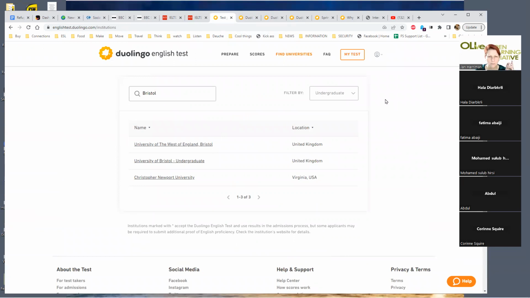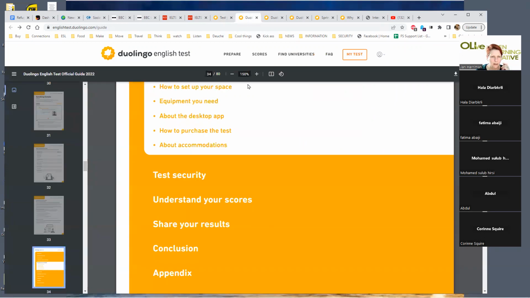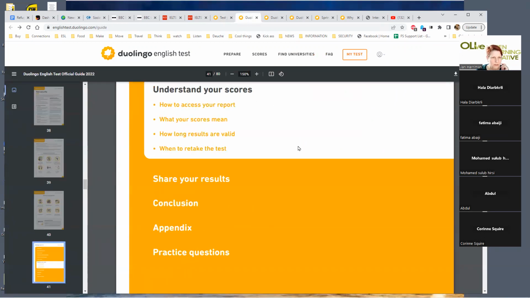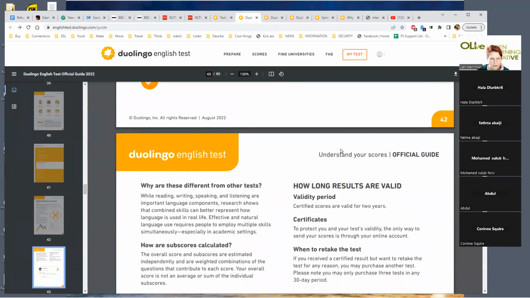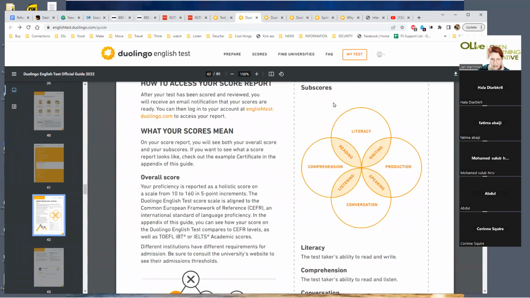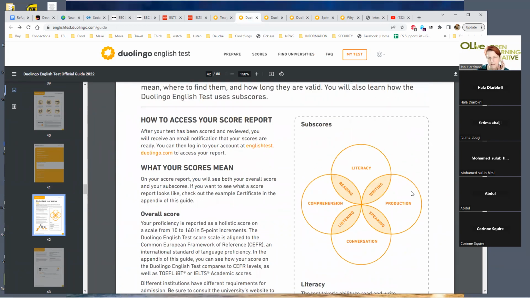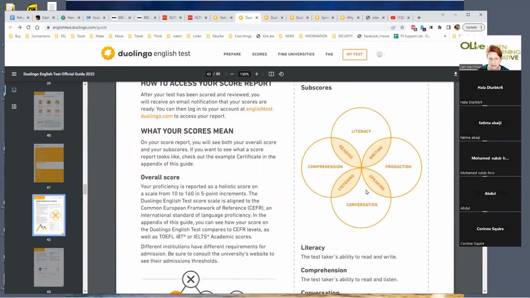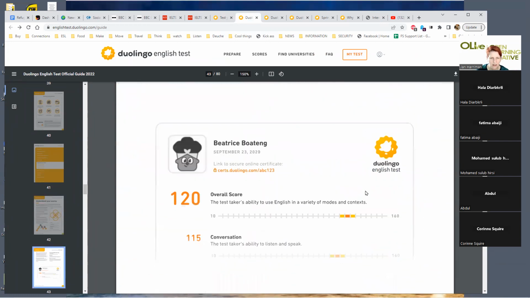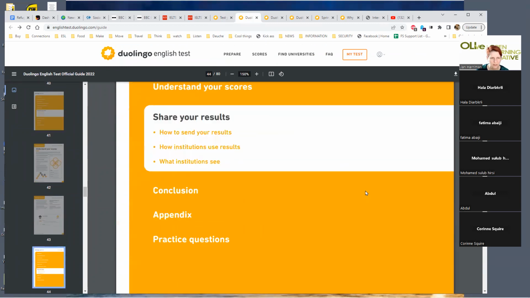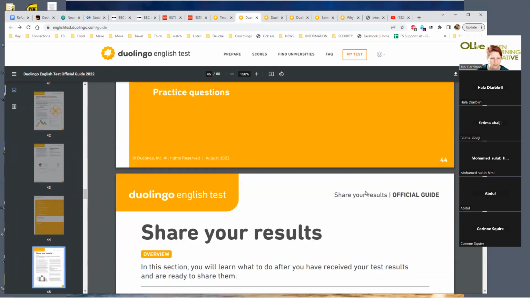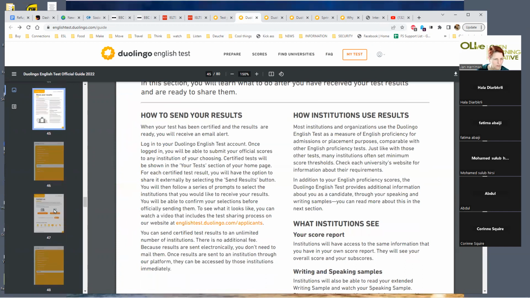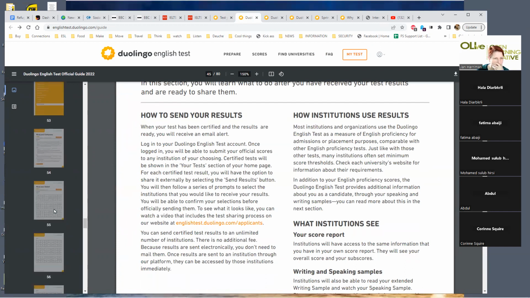There is, oh, that was the other thing. Understand your scores. So this is an example of how the scores are marked. But the most important thing, of course, oops. Is that in the appendix?